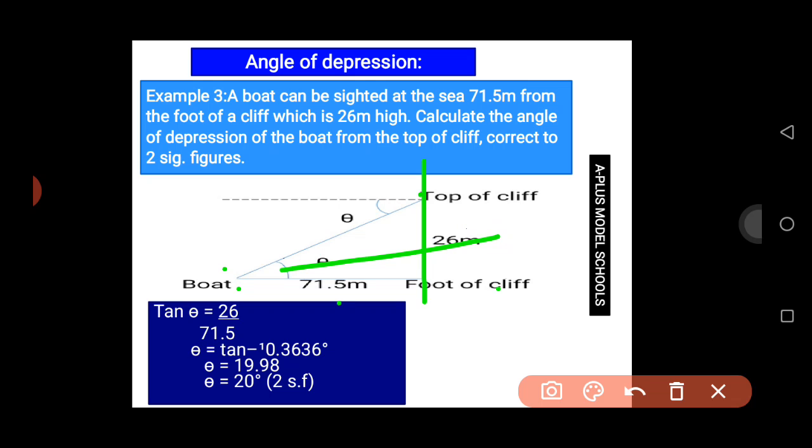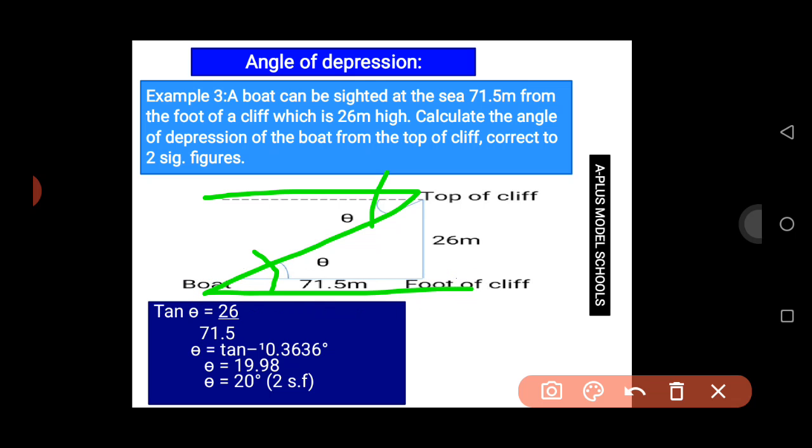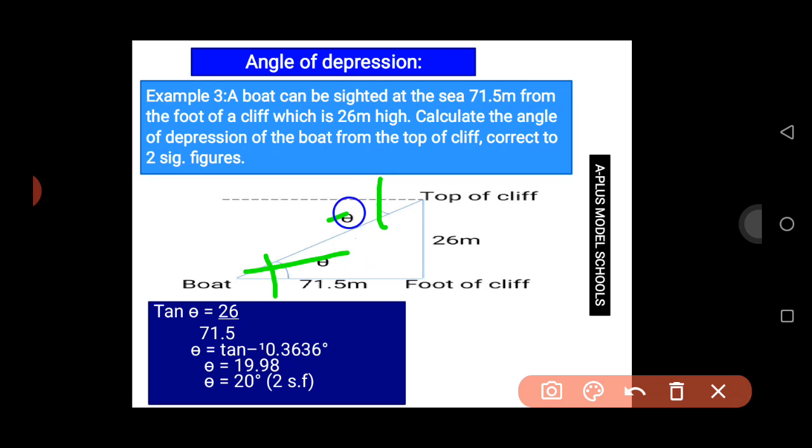Now, if this is my angle theta, we discussed in our last class that this angle too will be theta, which is our corresponding angle. When you look at it very well, it forms a Z angle. And Z angles are alternate. So if this angle is theta, definitely this angle too will be theta. The question says calculate the angle of depression. So once I get this angle, I already get this angle.